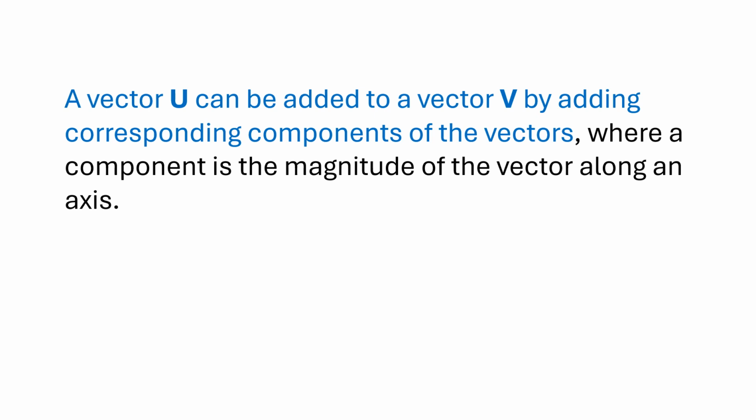A vector U can be added to a vector V by adding corresponding components of the vector, where a component is the magnitude of the vector along an axis, that is, what it's projected onto the axis to be.